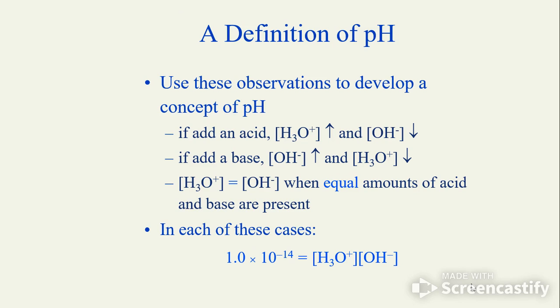So the definitions of pH come from observations. The concepts are that if you add an acid, the hydronium ion concentration increases and the OH concentration decreases. If you add a base, the OH concentration increases while the hydronium concentration decreases. When both are equal, then the solution is assumed to be neutral. The product of the two ions in solution equals 1 times 10 to the power negative 14.